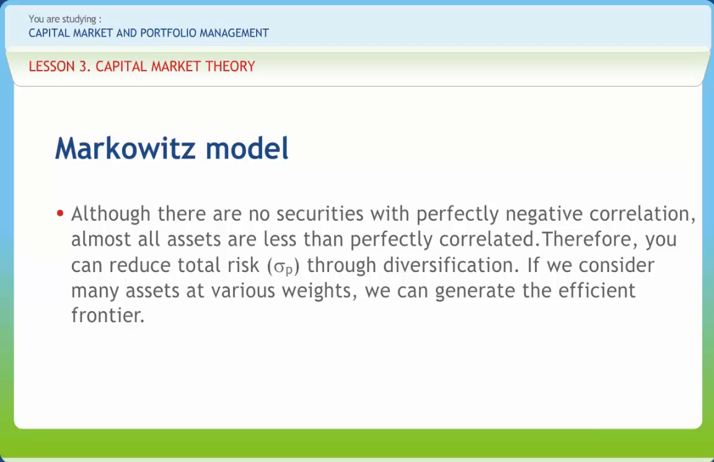This model is based on the following assumptions. These are: the return on an investment adequately summarizes the outcome of the investment. All investors are risk averse. For a given expected return, he prefers to take minimum risk. Obviously, for a given level of risk, the investor prefers to get maximum expected return.